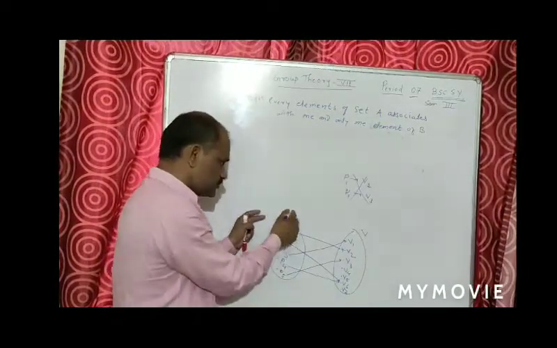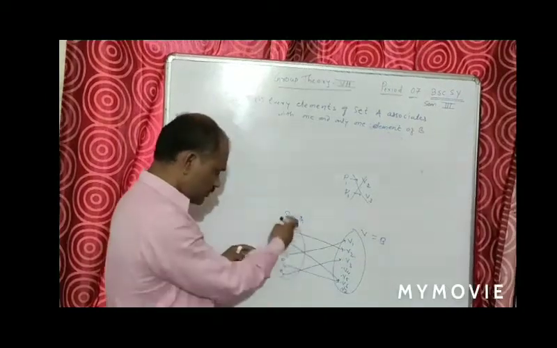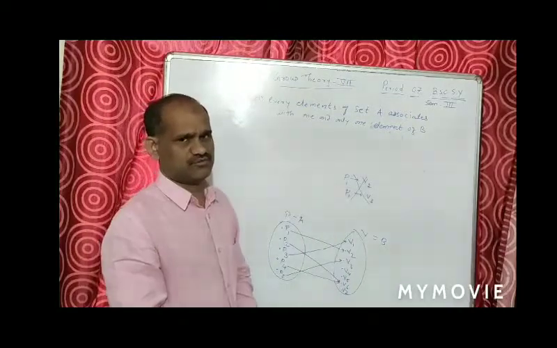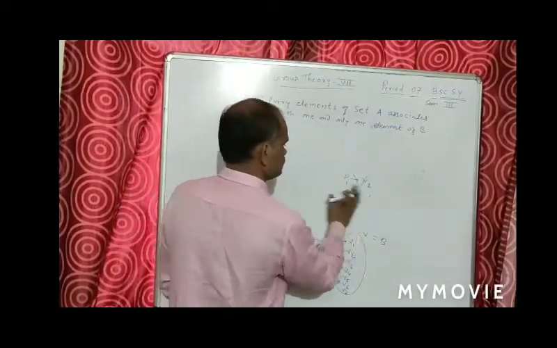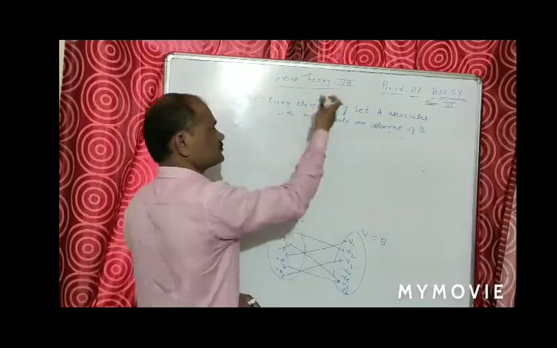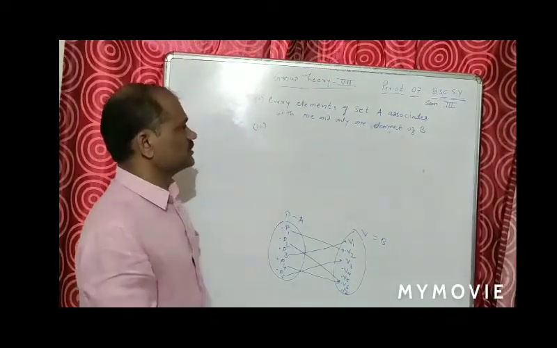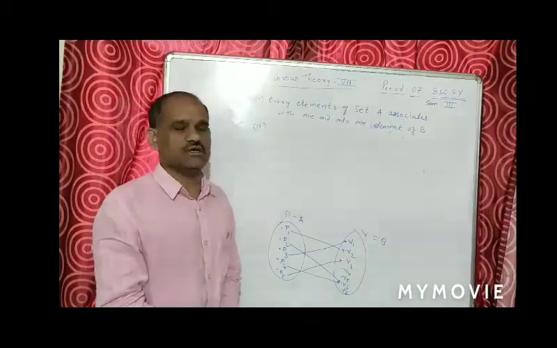That means this set A, which we are calling P, every element of the set A associates to one and only one element of B. So this is the definition. We observe this one point, that every element of the set A associates with one and only one element of B.